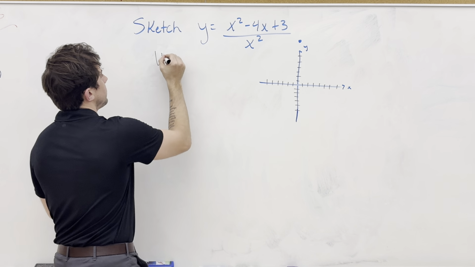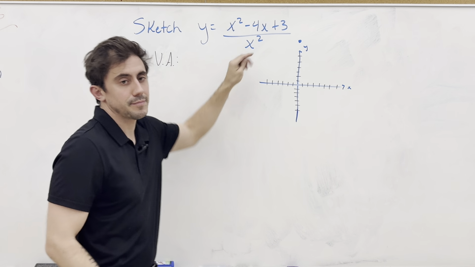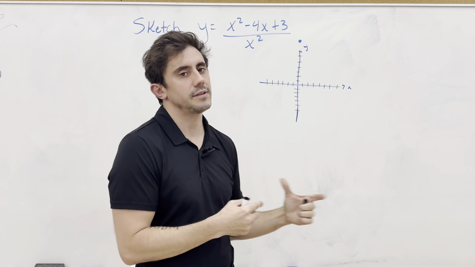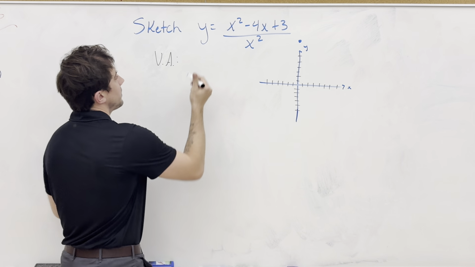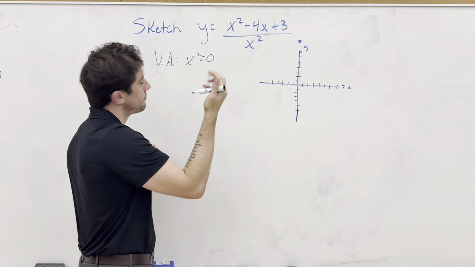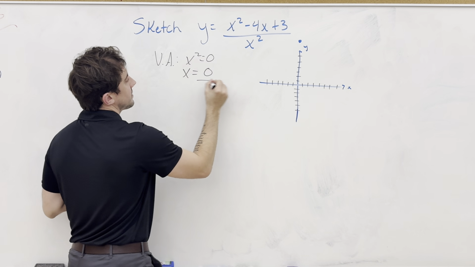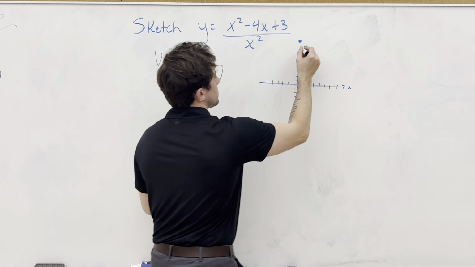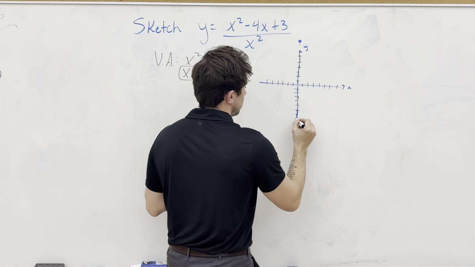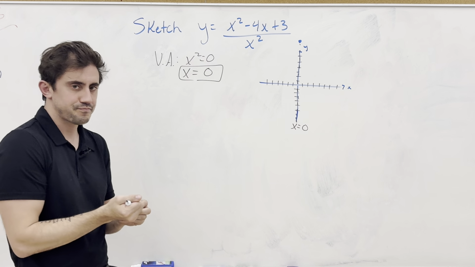Our vertical asymptotes always come from the values of x that make the denominator 0, right? That's pretty straightforward to find, right? If x squared is equal to 0, then that leaves us with only a vertical asymptote at x equal to 0. And so our y-axis is going to serve as a vertical asymptote, okay?